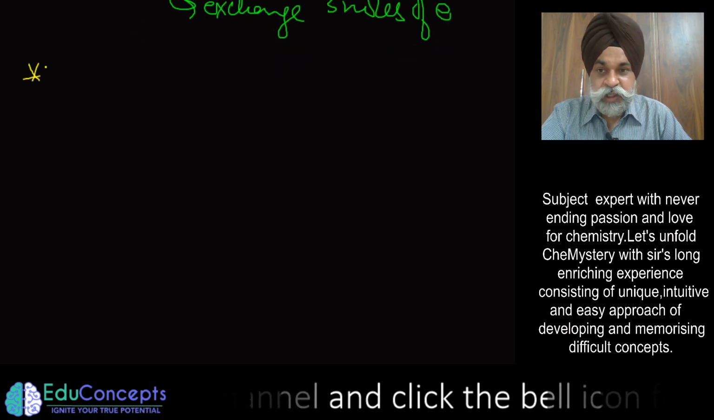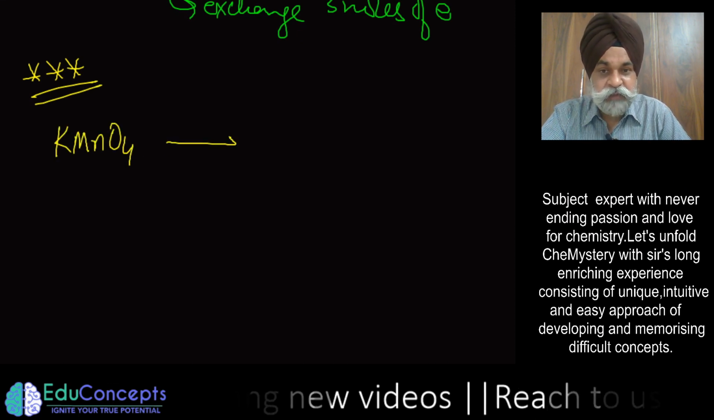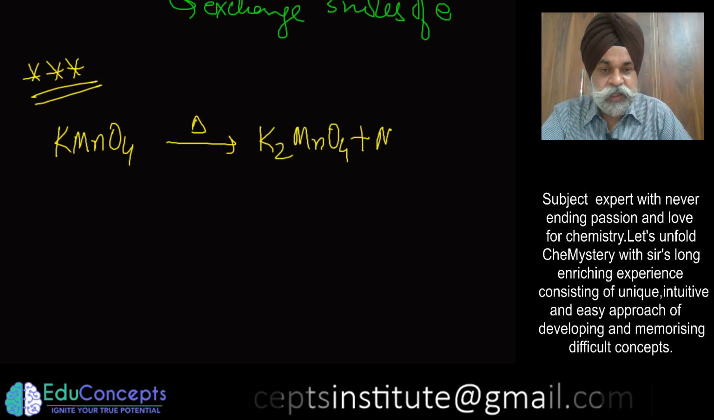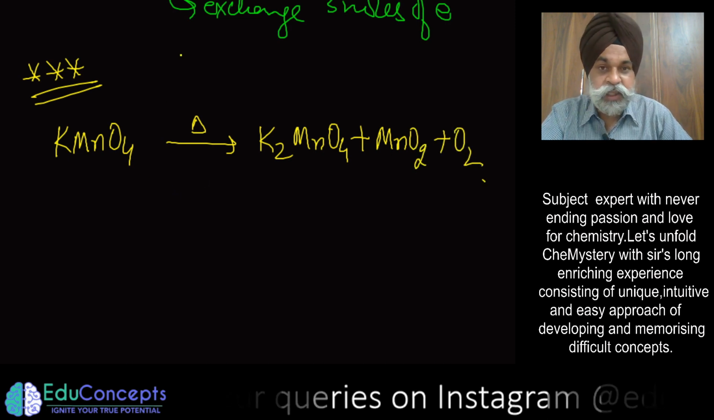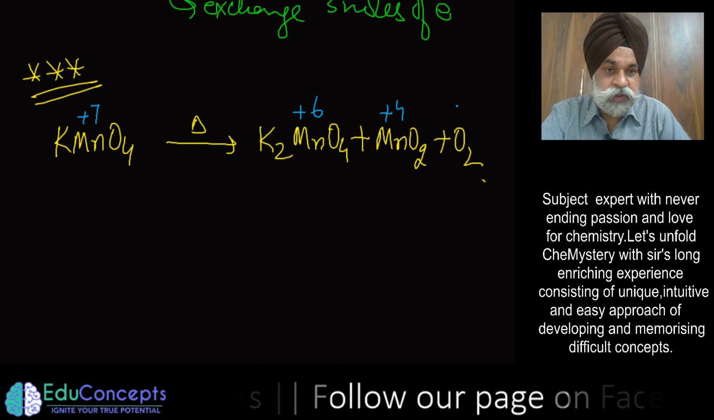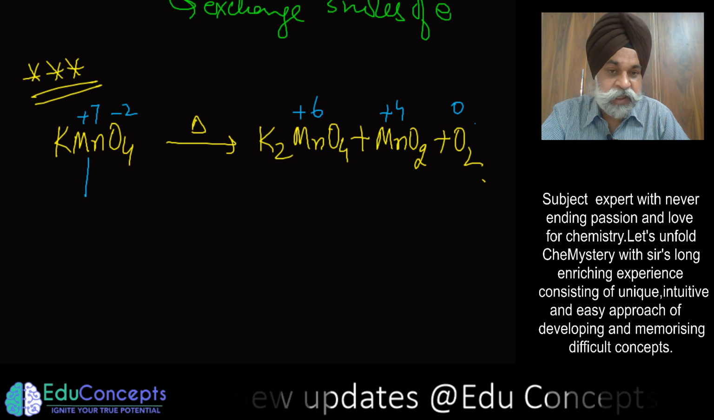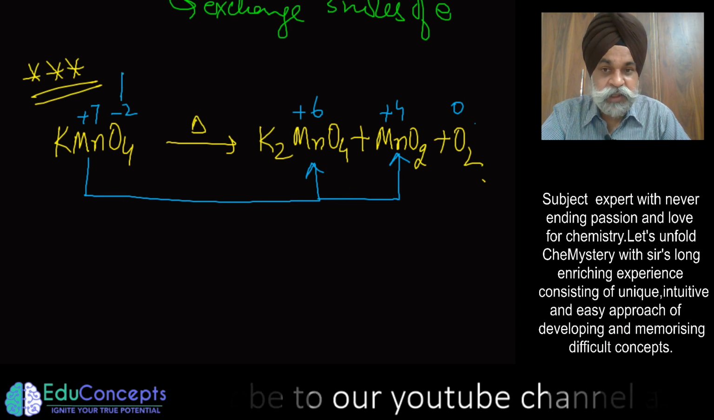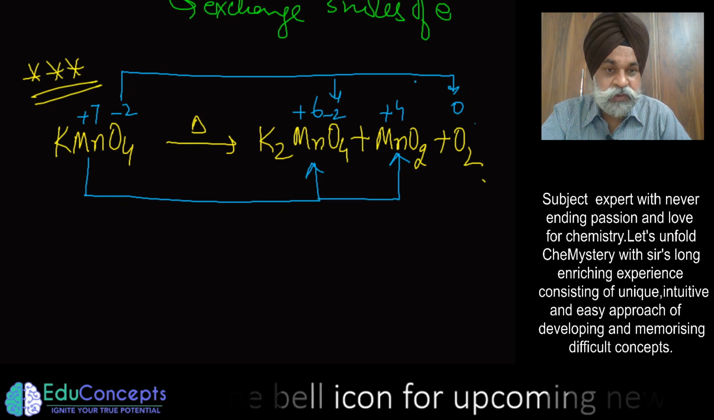Another important case you may refer to is that of potassium permanganate. Potassium permanganate when heated goes to potassium manganate along with MnO2 plus oxygen. This is again a very important case. Here the manganese is in +7, here it is +6, this is +4, this is 0. So manganese is going from +7 to +6 and +4, and the oxygen is going from -2 to 0.